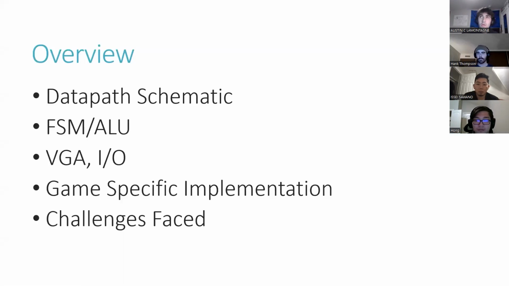So what we're going to be going over today will include the data path schematic, just the overview of how we wired everything up and all the modules we created. Then we're going to go over the FSM, how we designed that, what states, as well as instructions in the ALU. Then VGA, how we're going to be displaying our game. And then the IO, the input for how we're going to be taking in player controls for our game. We're going to talk about how we plan on finishing implementing the game and coding the game in assembly, and then also the challenges we faced.